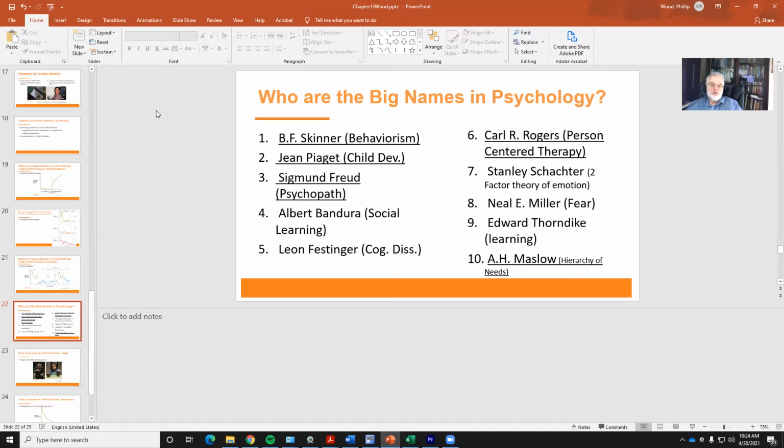And I underlined those because these are the most famous names in psychology, and what do they all have in common? Well, given the topic of our class, n equals 1. All of these people made their names based on the study of one individual at a time.